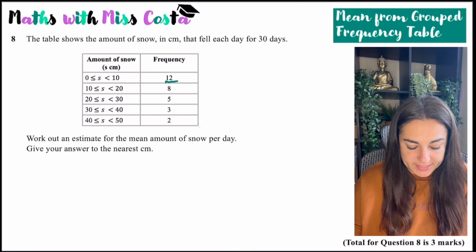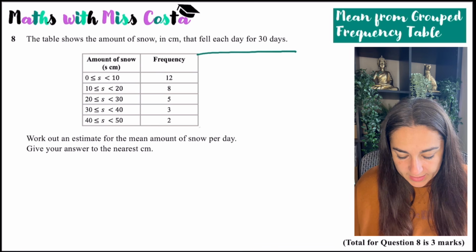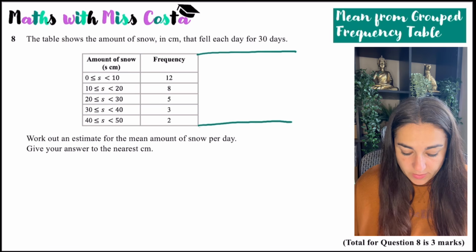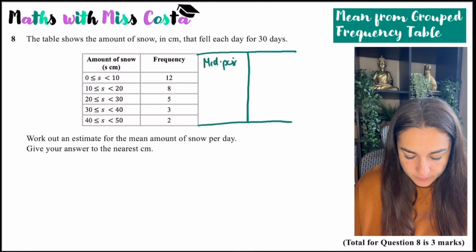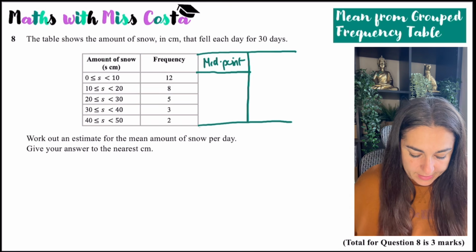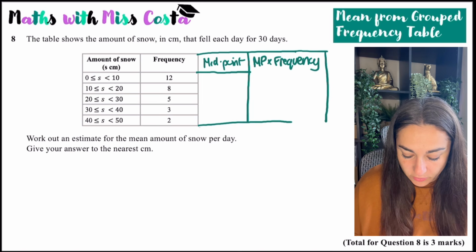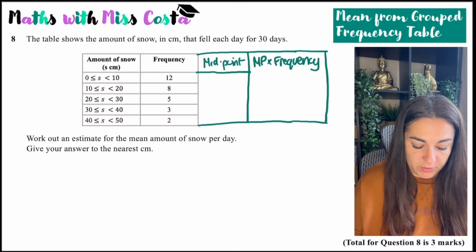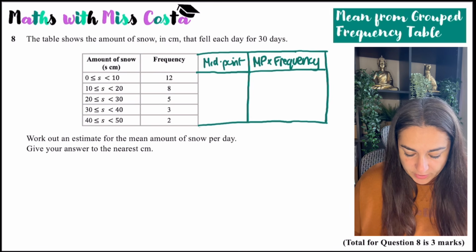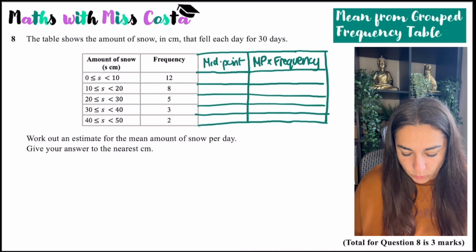So when we get a grouped frequency table, you're always going to want to create an extra column for yourself. Well, really an extra 2. One is going to be the midpoint, and then another would be the midpoint times the frequency. Some people don't need to create the midpoint column. They might prefer to just cross this out and write 5. You do whatever you prefer, but generally this is the proper way that shows all of your working.